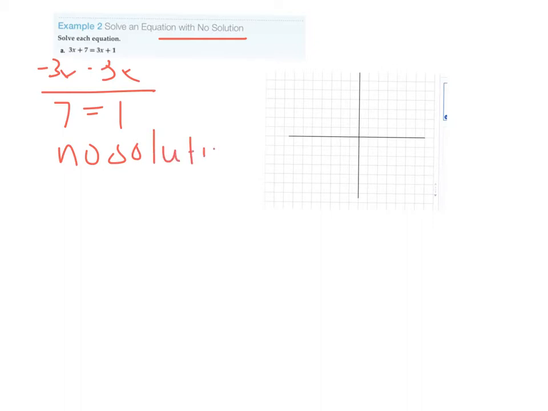So if I subtract my 3x from both sides, I get 7 equals 1. And since these numbers don't equal each other, we have what's called no solution. Well, a graph representation of no solution is when it doesn't cross the x-axis. And if I subtract the 1, I get 6 equals 0. So we always want it equaling to 0.